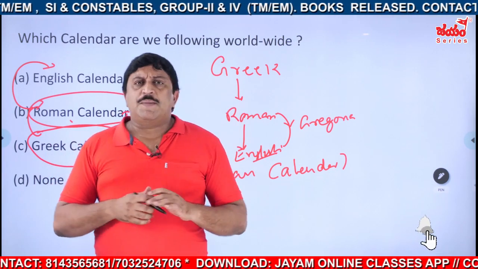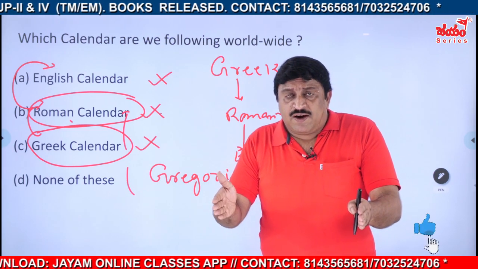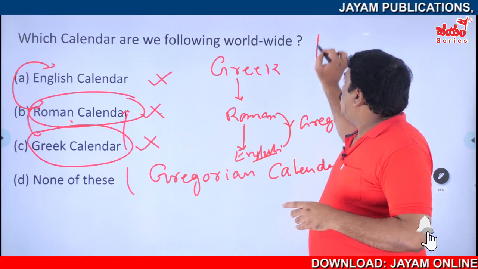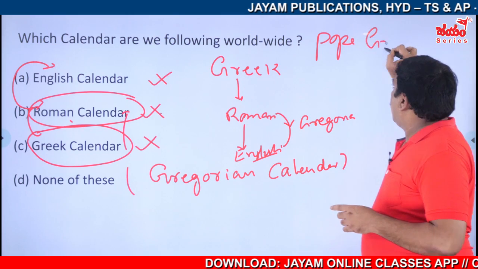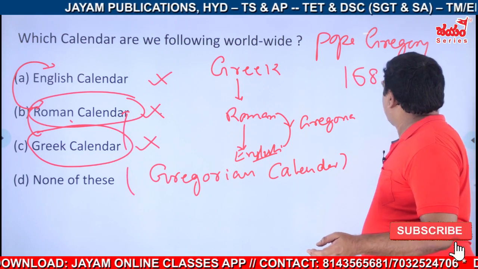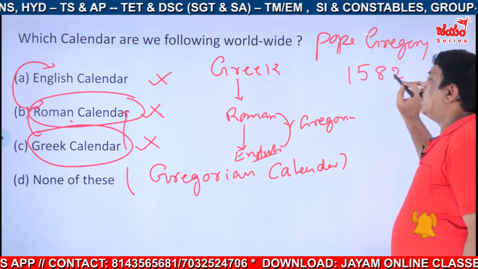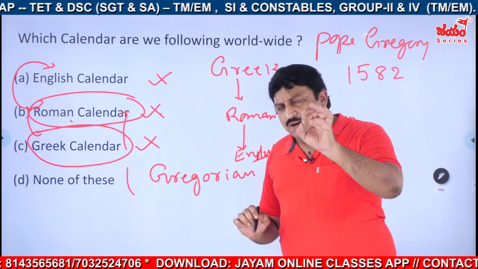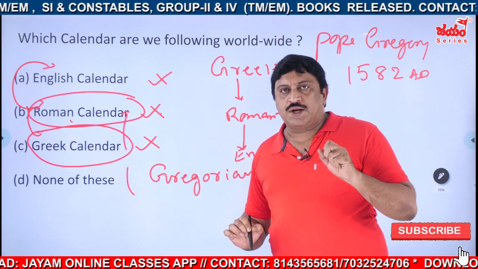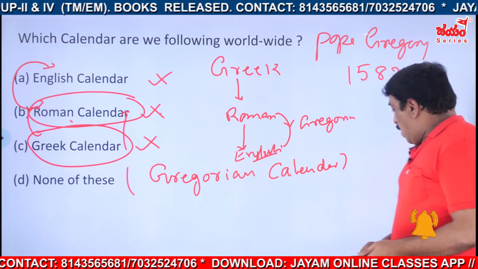Now, from now onwards, which calendar are you following worldwide? It is Gregorian, after Pope Gregory. During the time of Pope Gregory, in 1582, they made the correction. That year is not needed, but I'm giving just a small piece of information. That's why it is called Gregorian calendar.